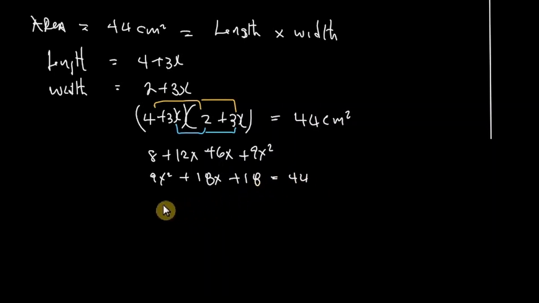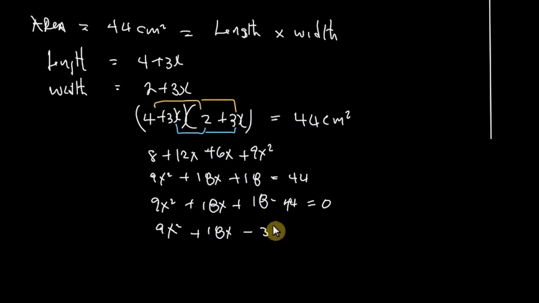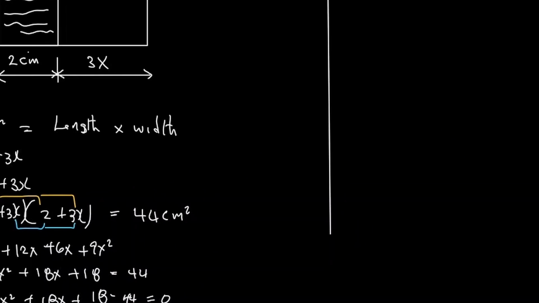We take the 44 to the left side of the equation, and we get 9x squared plus 18x plus 8 minus 44, and that's equal to 0, giving 9x squared plus 18x minus 36 is equal to 0. And this can be simplified further because we can divide throughout by 9, and we get x squared plus 2x minus 4 is equal to 0. So now we need to find a value for x by solving this equation. And since this is a quadratic equation, we expect to have two values if we equate that to 0.